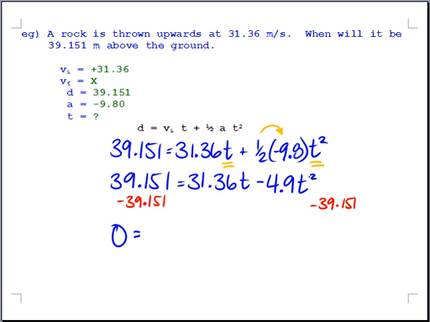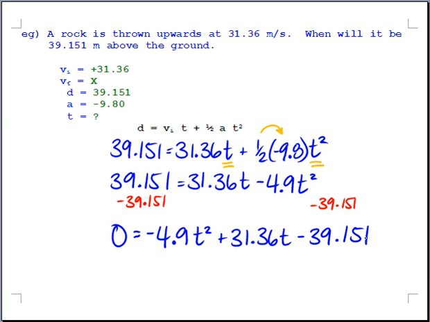And I'm going to list my t squared term first. It's nice if you can put that one first. So I've got this negative 4.9 t squared. Then I want this singular t, and it's positive, so there's a positive 31.36t. And remember, we can rearrange. It's like 2 plus 3 and 3 plus 2. It's the same thing. And then we've got this negative 39.151. It's almost like a constant term. It has no variable attached. So that's how you want to set this up: t squared, then a t, and then just a number.